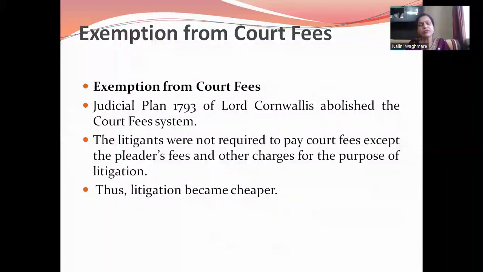Then another feature of this act is the exemption from court fees. The Judicial Plan 1793 of Lord Cornwallis abolished the court fees system. The litigants were not required to pay court fees except the pleader's fees and other charges for the purpose of litigation. Thus, litigation became cheaper at this time.